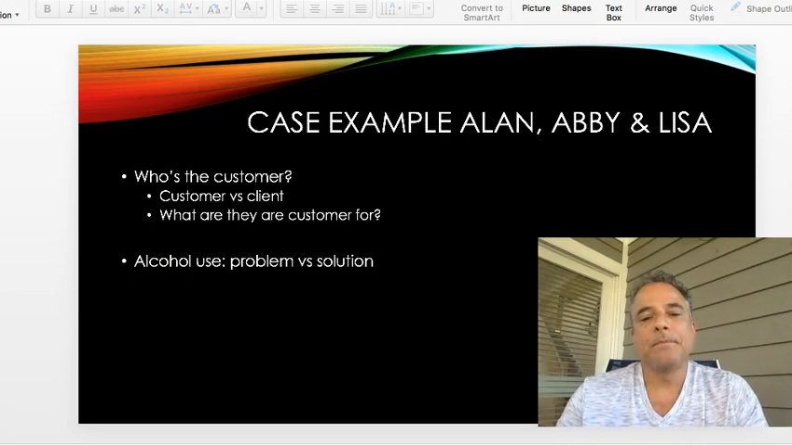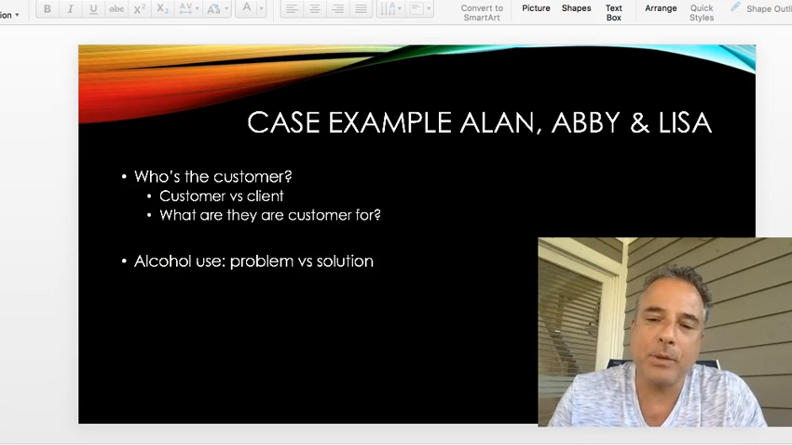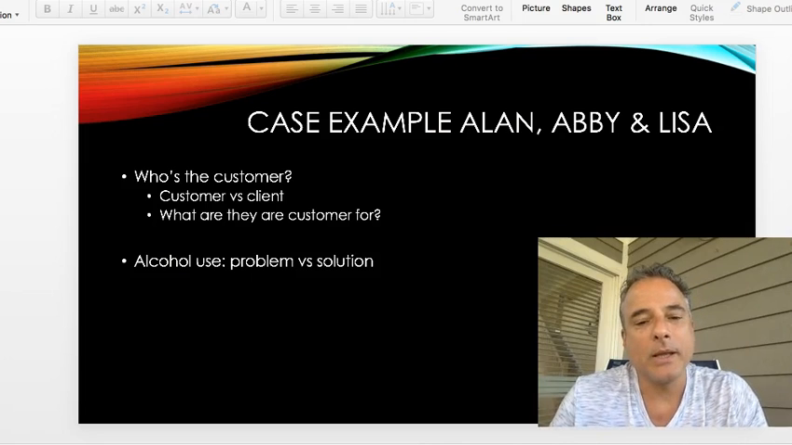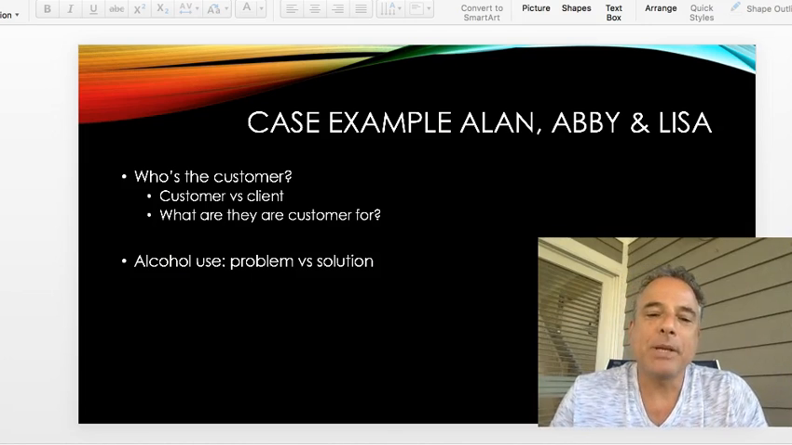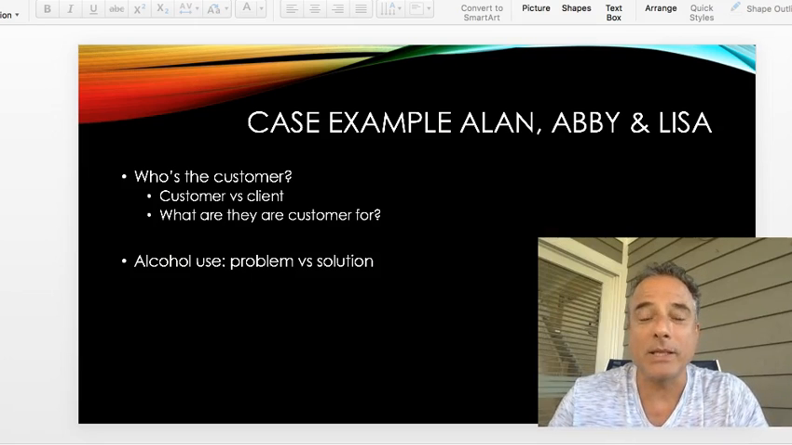Another important topic that we discussed in the case example with Alan, Abby, and Lisa. So there were some really interesting responses this week, and I enjoyed reading them. And it brings to mind an important issue in therapy, which is, who is the customer? And the first thing we need to discern is, what is the customer? What do I mean when I say who is the customer?